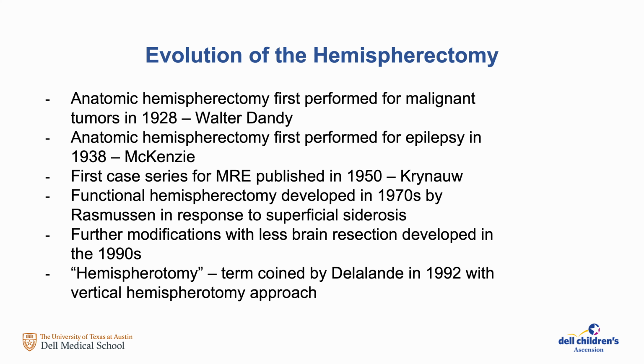The functional hemispherectomy was developed in the 70s by Rasmussen in response to the complications they were finding after doing the hemispherectomy surgery for the 20 years preceding it, in response to superficial hemosiderosis, and we'll go over some of those things. Further modifications with less brain resection were developed in the 90s. The term hemispherotomy came when Delalande talked about his vertical hemispherotomy approach in 1992.